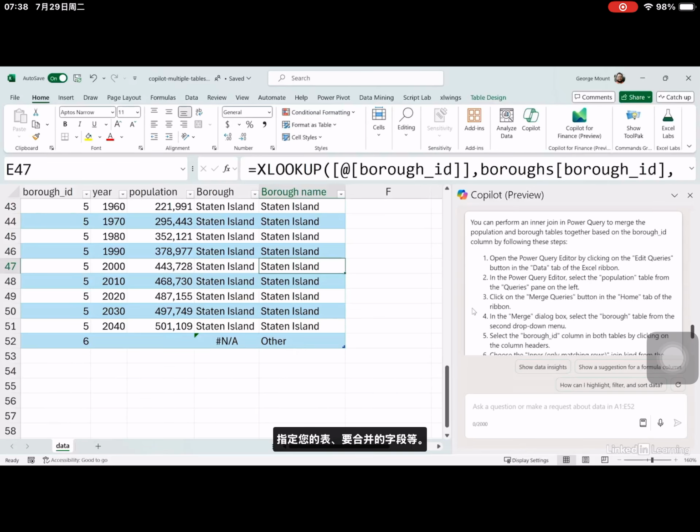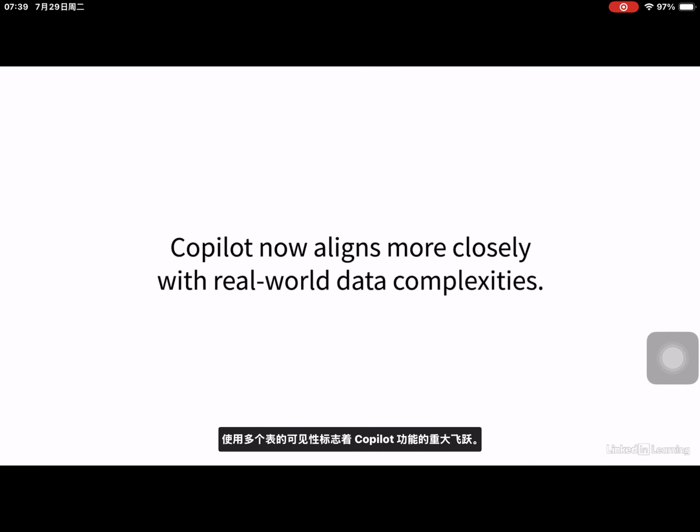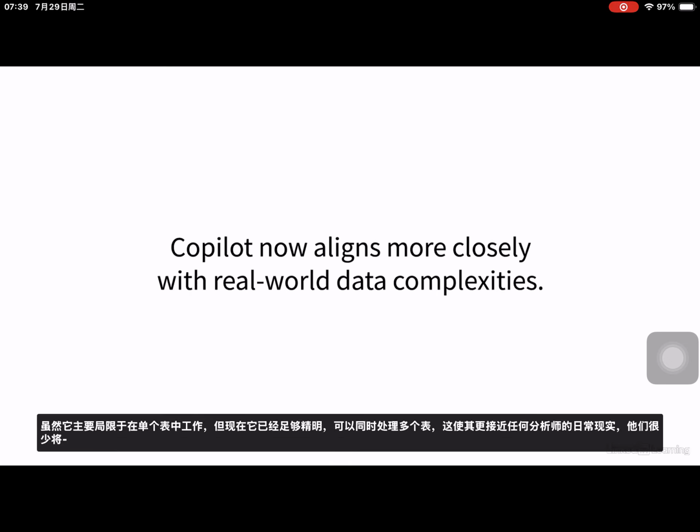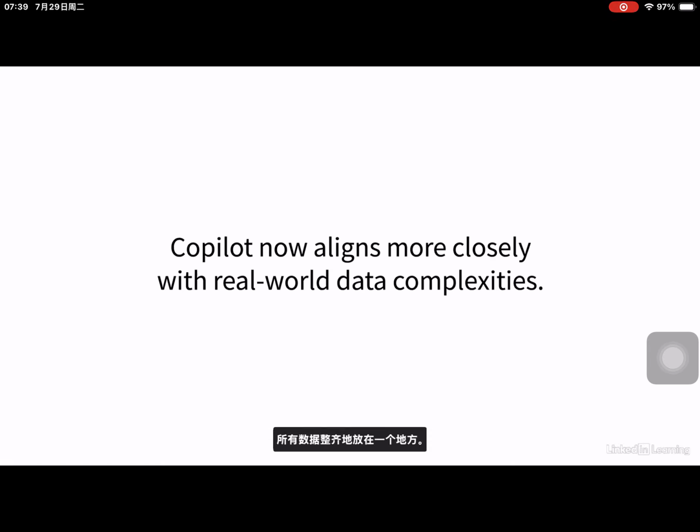Again, the key here is clarity. Specify your tables, the fields to merge, and more. Copilot will then steer you through the necessary steps to accomplish the merge. This ability to work with multiple tables marks a significant leap in what Copilot can do. While it's mainly been limited to working within single tables, it's now savvy enough to handle multiple tables simultaneously, bringing it closer to the everyday realities of many analysts who rarely have all of their data neatly in one place.